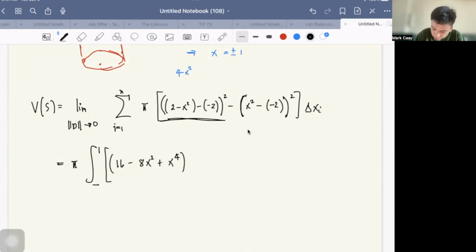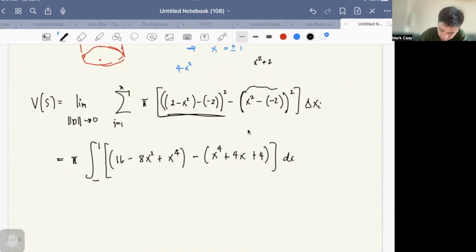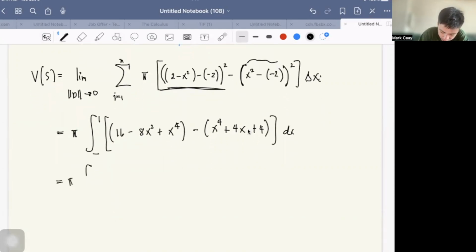And then, alam natin x squared plus 2 yan. So we have minus x to the 4, that is plus 4x plus 4 dx. So if I simplify, this is pi integral from negative 1 to 1 of, makakancel na to, no? And then, what you left is negative 12x squared. Kasi negative 8x squared, eto magiging negative 4x squared. Yung 16 mo naman, positive, pero magiging negative 4 to kasi may negative sa labas. So, that's plus 12. Tama ba?